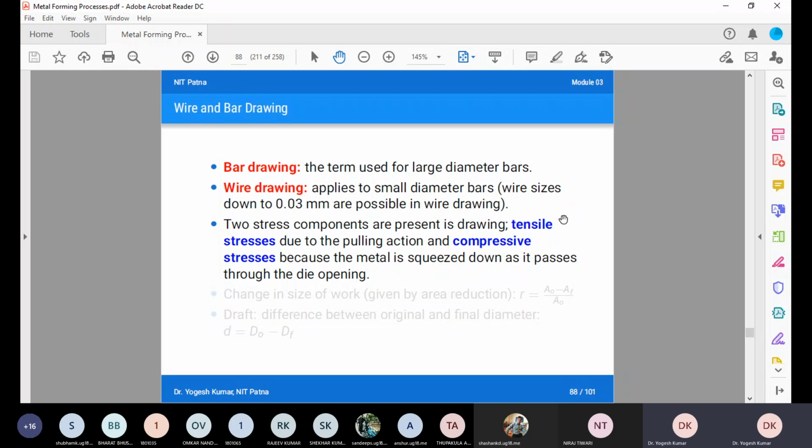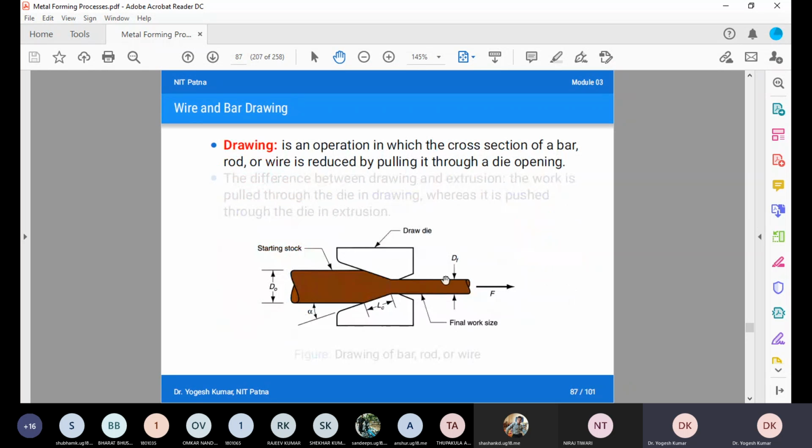Basically, these compressive stresses are generated because of tensile stresses, because we are applying force on one end of your wire, that is, we are pulling this wire, and subsequently tensile stresses are generated in this bar. Because of this pulling action, the whole workpiece is being drawn towards the right, and because this diameter is higher, there is a squeezing of your work metal or your wire between the surfaces of the die. So in this portion, the compressive stresses are generated.